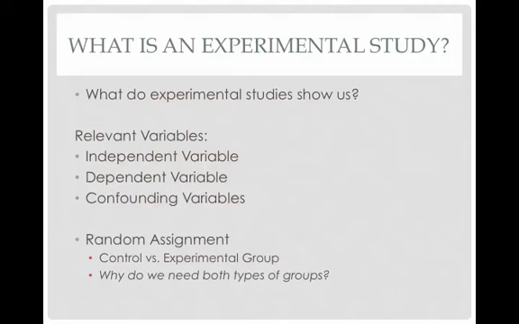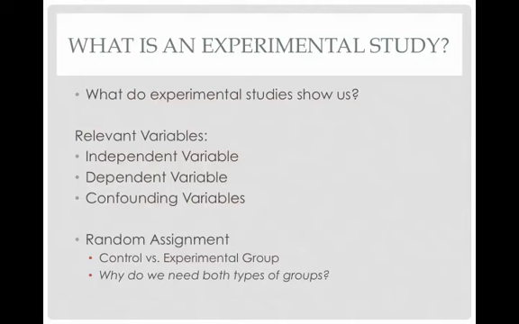Next is random assignment. When we're looking at experiments, we actually decisively split people up into separate groups, a control group and an experimental group. The main distinction between these two groups is that the people in the experimental group receive the independent variable, that condition or the thing being tested. The control group, however, is the group that does not receive the independent variable. They're going to receive everything else, but not the independent variable.